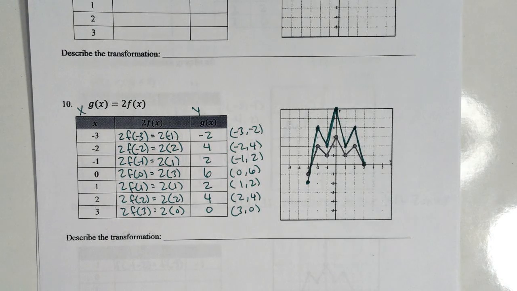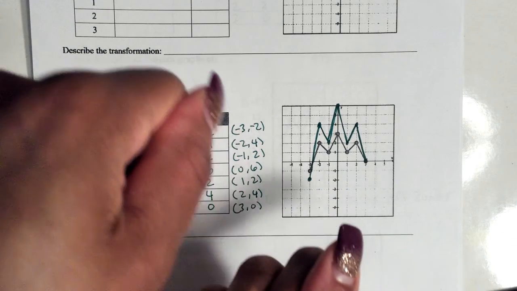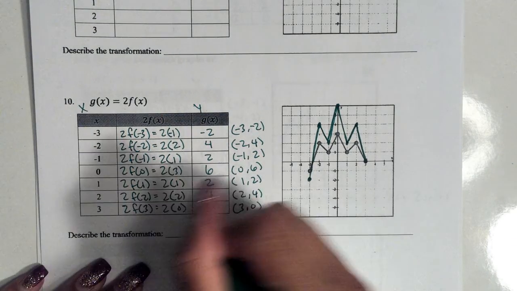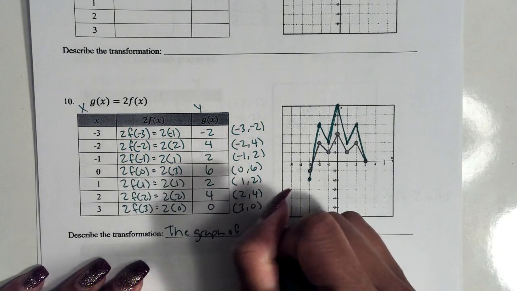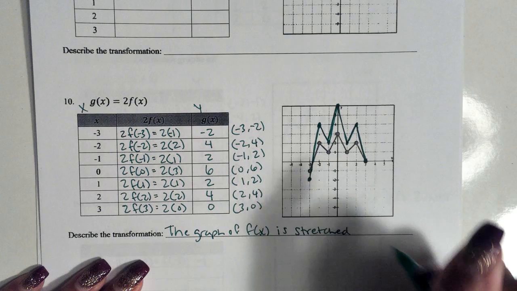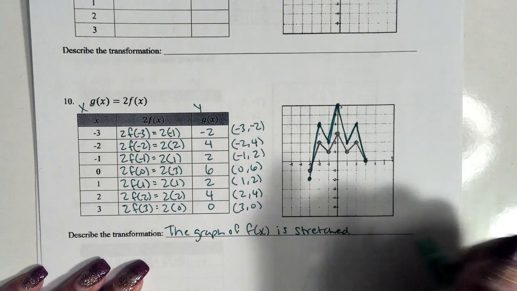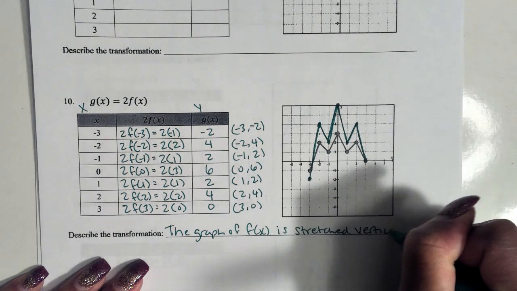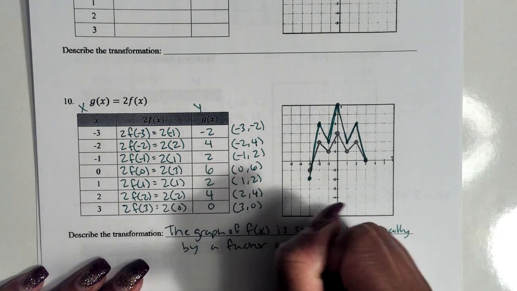So something happened here. So we had a stretch. Not only did we stretch it, we can't stretch it horizontally, but we did stretch it vertically. So the graph of f of x is stretched. So just like a slinky, it is stretched, but instead of being stretched on the x-axis, it's being stretched by the y-axis. So it's stretched vertically by a factor of 2.